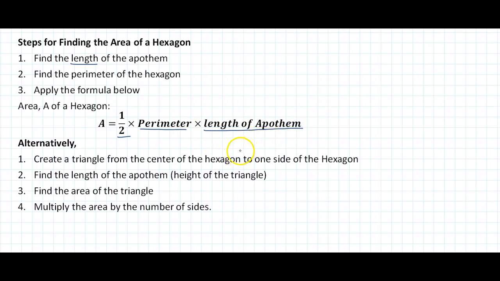The other way you could do it is you can just create a triangle from the center of the hexagon to one side of the hexagon, find the length of the apothem, so you cannot escape understanding how to find the apothem. Then you'll find the area of that triangle, and you'll multiply that area by the number of sides. So let's go ahead and do that. It's going to be pretty easy to do. I'll show you a few examples of how we apply this.